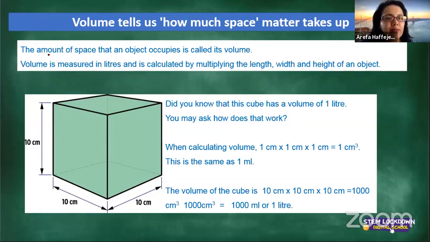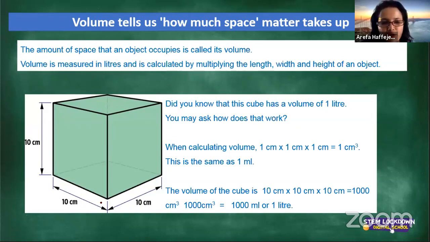So the amount of space that an object occupies is basically called volume. Let's say we had to fill this cube with water, for example. That would be how much volume is in this cube. Volume is measured by multiplying the length, the width, and the height. So if we calculate the volume, we'll be able to calculate how many liters are filled into this cube.